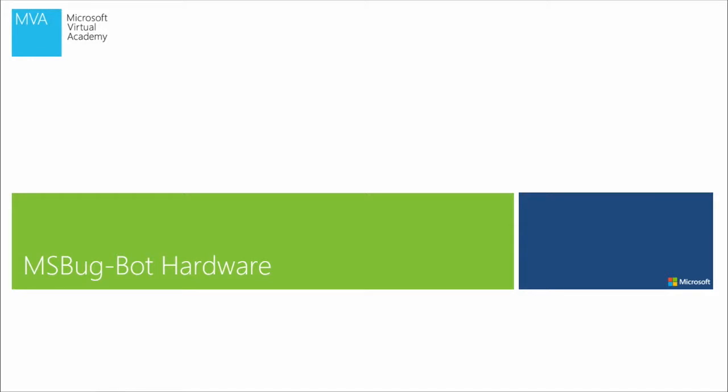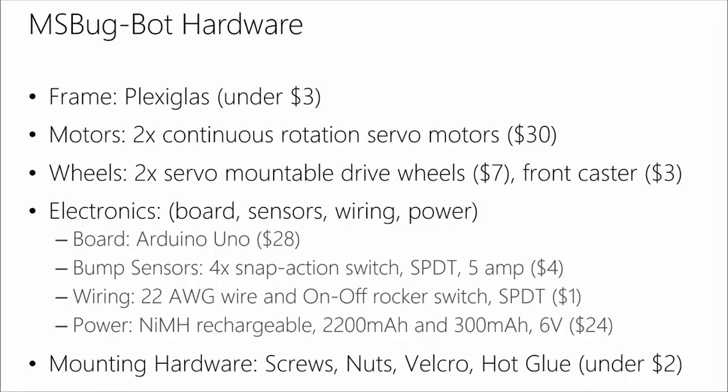All right, let's jump right into the BugBot device itself. We'll look at the MS BugBot hardware. Okay, so we picked plexiglass. One of the reasons was that we wanted to be able to see the parts through it for this series. Then we're using continuous rotation servo motors. We've already seen how to use those. They're a pretty reasonable cost.